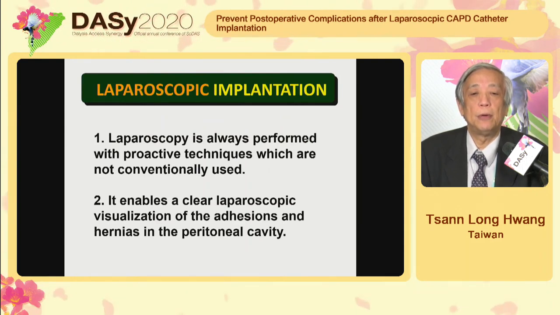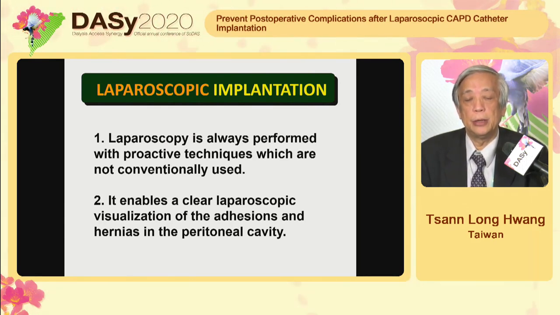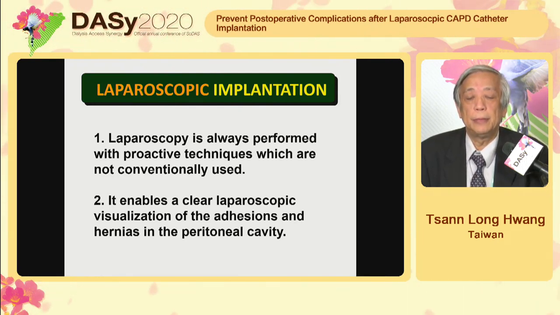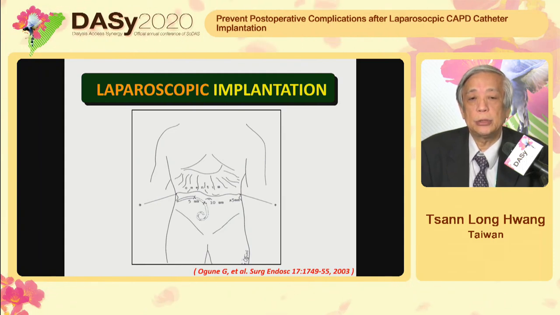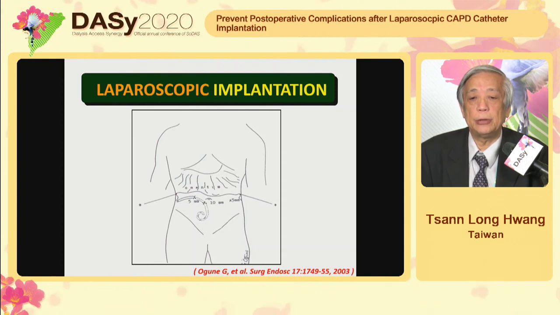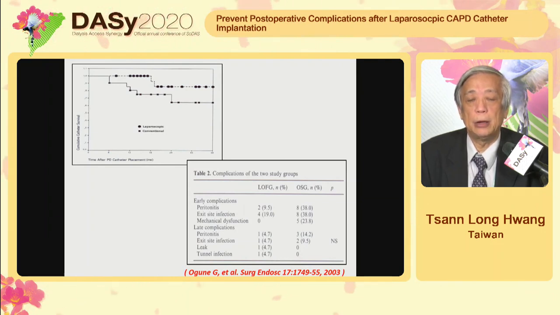Laparoscopy is always a provocative technique, which was not commonly used before the year 2000. But it enables clear laparoscopic visualization of any adhesion or hernia in the peritoneal cavity. In 2003, the first publication of laparoscopic implantation was by Onagi. The number of cases in that paper was not large, but it reported quite an ideal procedure, achieving a very high catheter success rate with very few acceptable complications.